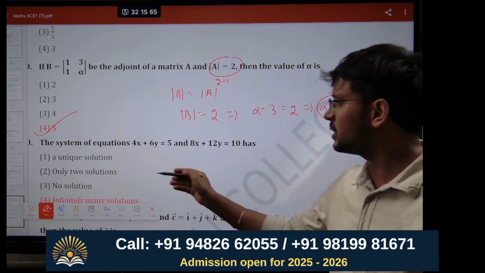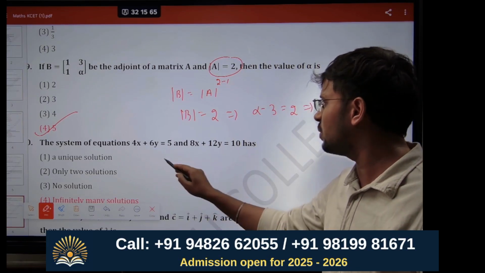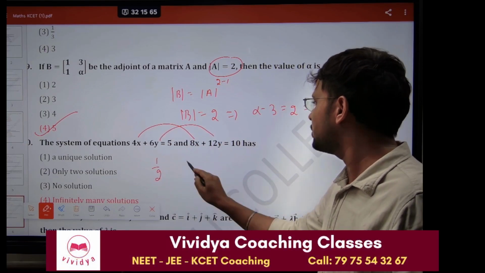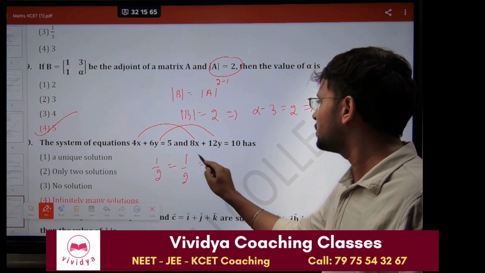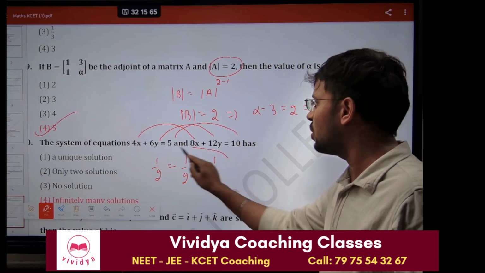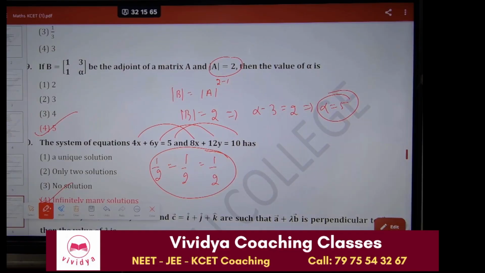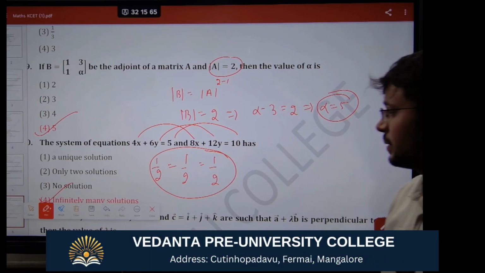Now see this question again, easy question. See the ratio. X ratio is 1 by 2, Y ratio is 1 by 2, and constant ratio is also 1 by 2. So obviously this is infinitely many solutions. Both are coincident lines.